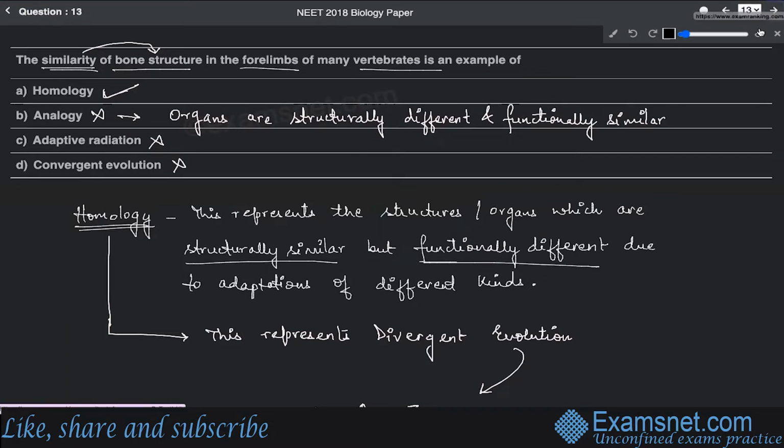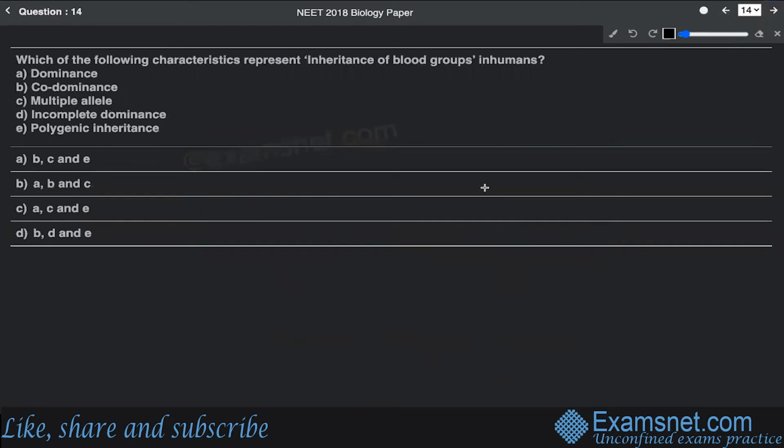Now, question number 14 says: which of the following characteristics represents the inheritance of blood groups in humans? All right. This question has been asked from your Principles of Inheritance and Variation chapter of Standard 12. Here it is asking about the inheritance of blood groups.